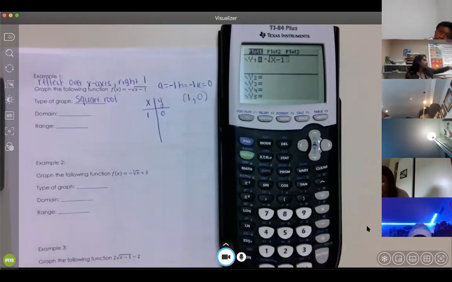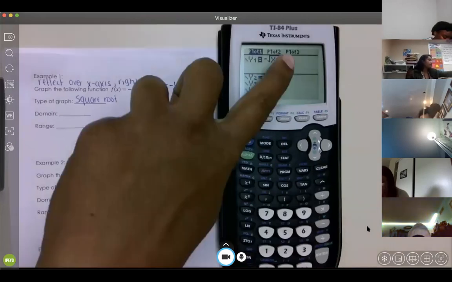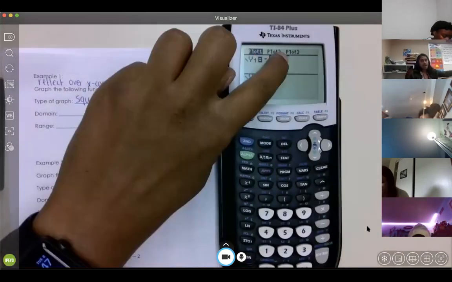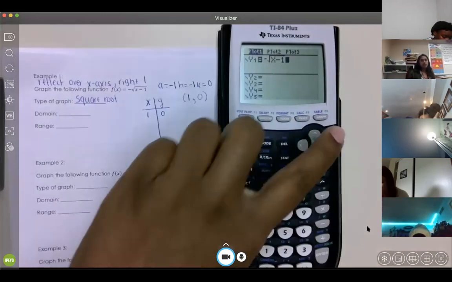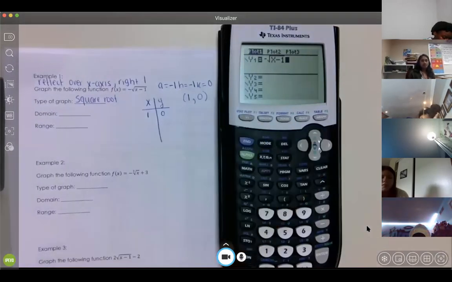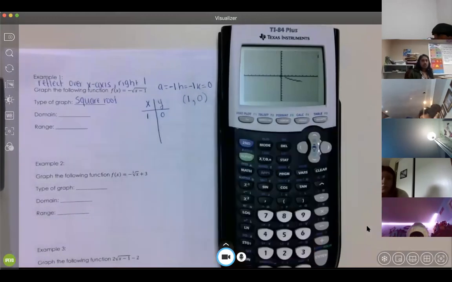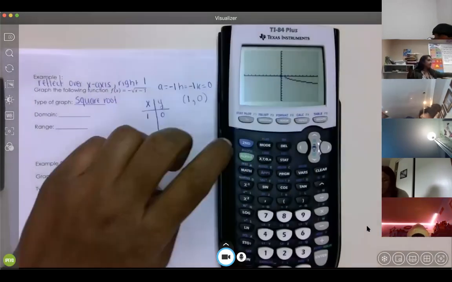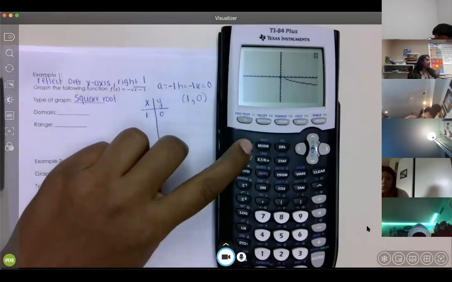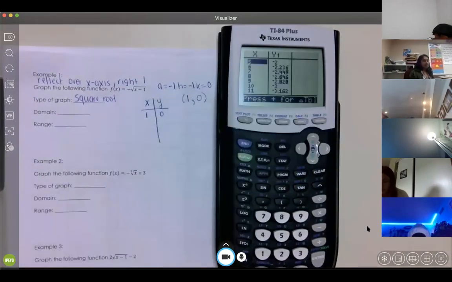All right, you want to make sure the radical ends. So you want to get rid of that extended radical by just typing that right arrow, and that should get rid of your radical. And then we are going to go ahead and graph that. So this is what your graph looks like. To get the table of values, you're going to hit second and then graph. And then it's going to give you a table of values.